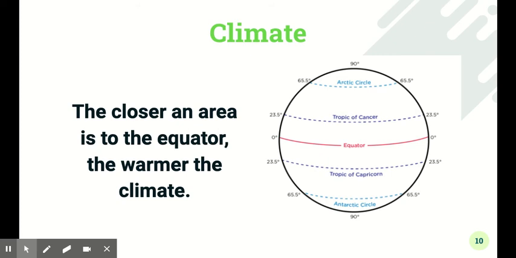So if you look at this chart, you will see the equator. That area called the Tropic of Cancer and the Tropic of Capricorn are going to be very warm climates. Up in the Arctic Circle and down in the Antarctic Circle, those are obviously going to be the coldest areas on our Earth.